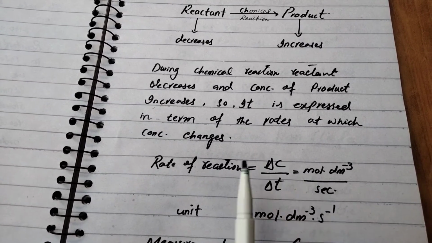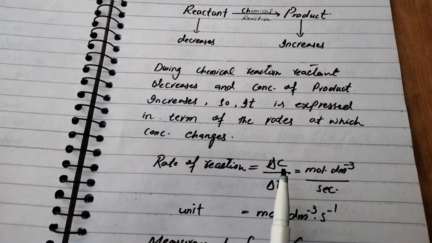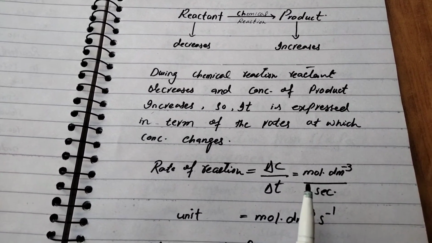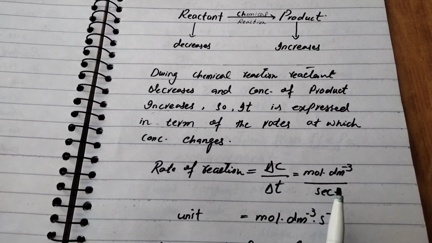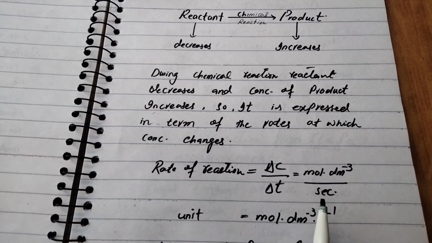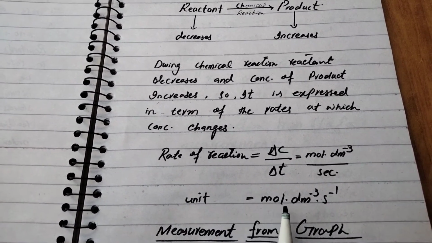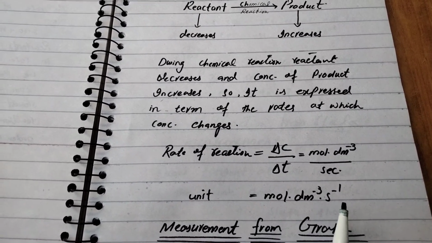Mathematically, it is represented as del C, which stands for concentration, and del T stands for time. Its unit is moles per decimeter cube, and the unit of time will be per second. So, the unit of the rate is equal to moles per decimeter cube per second.